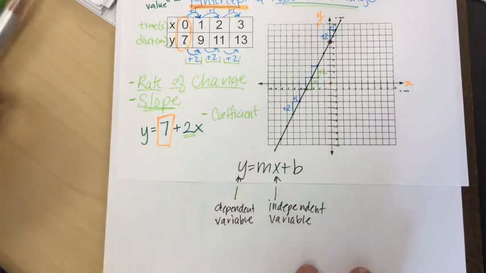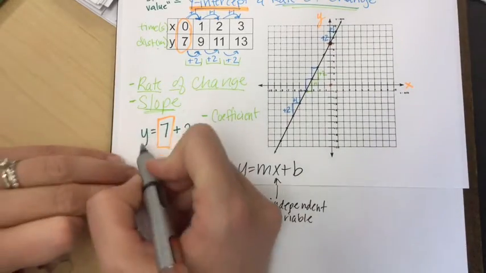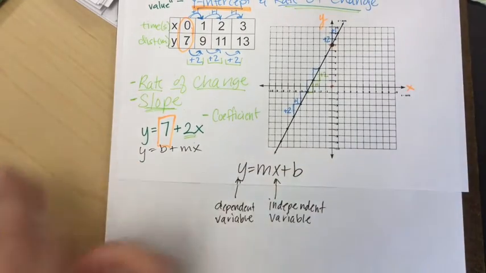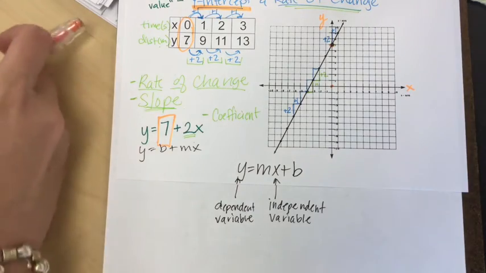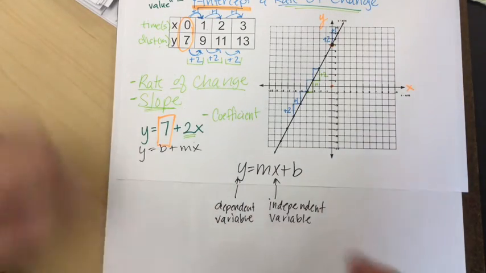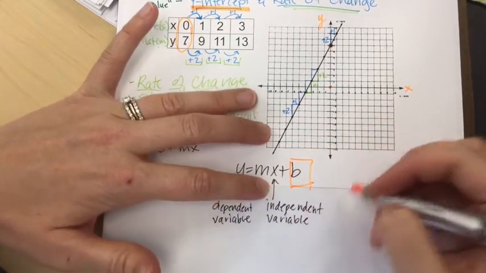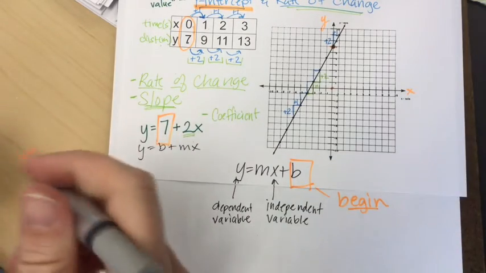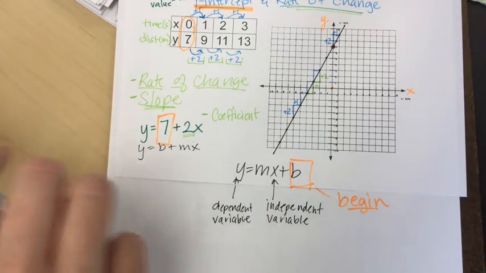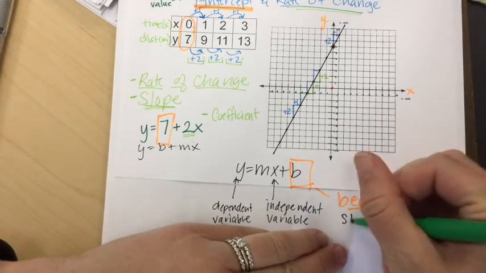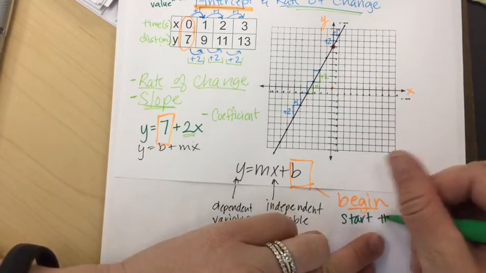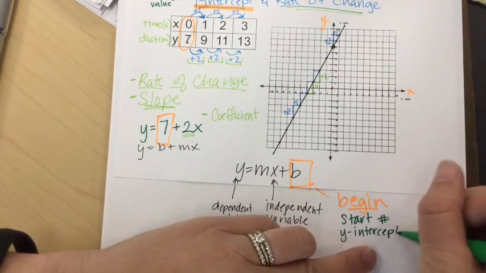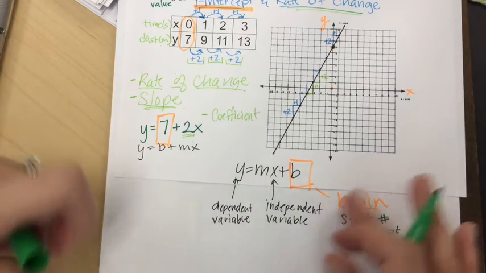The other part is, I know I have it written here as y equals b plus mx. These two are equivalent to each other. Order doesn't matter when you add, so either will work there. So this b part, you can think about it as where we begin. So b stands for where we begin, which in our case, we talked about as a start number. It's where we begin. And in this case, it's the y-intercept. So all of those things are the same thing.